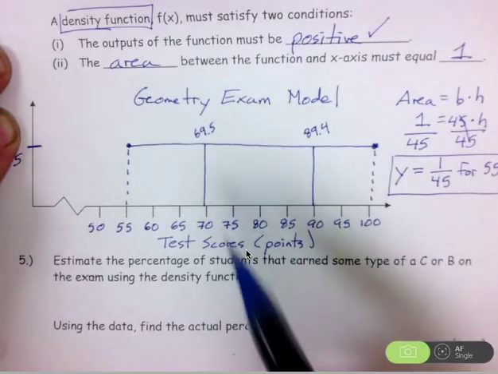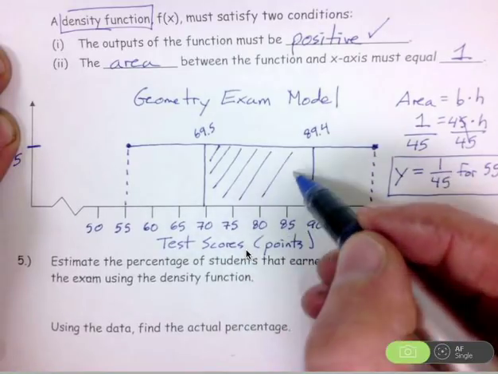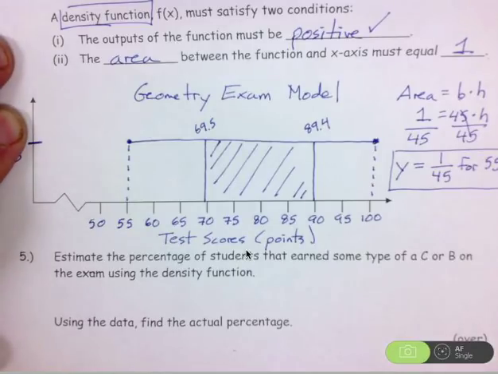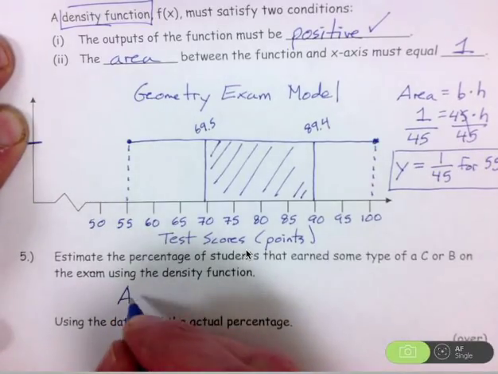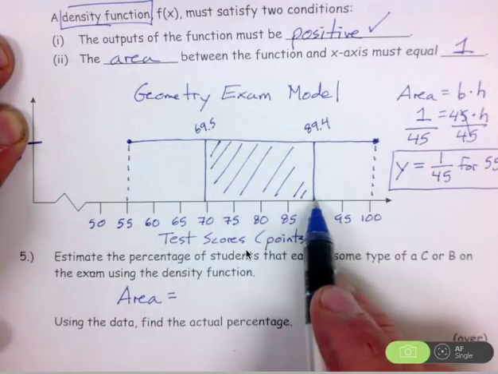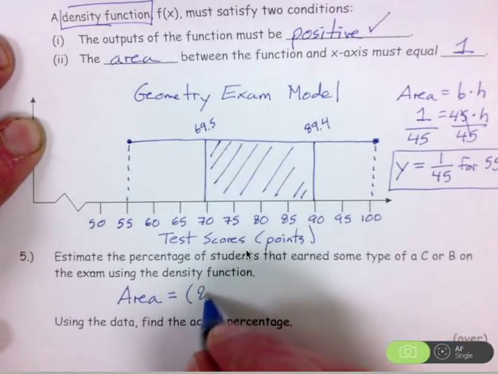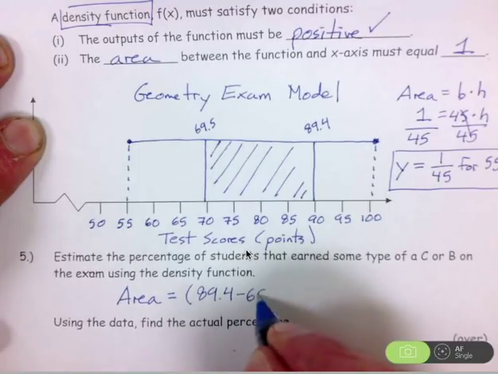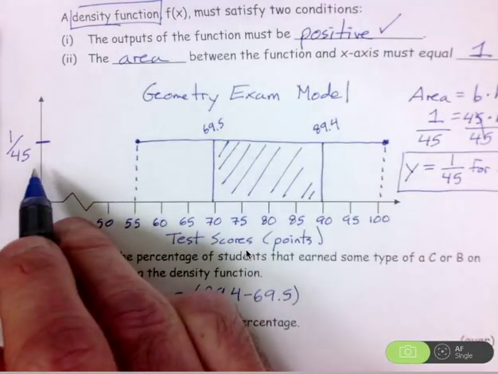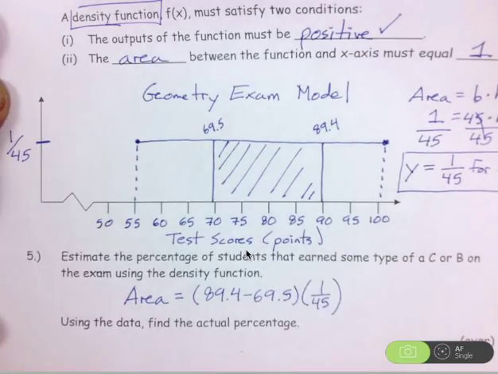So the percentage of the data that represents C's and B's literally can be thought of as this area, the area of this rectangle under the density function. Our percentage is literally just that area, and our area can be found as the base times the height. The length of this base is just the difference between the 89.4 and the 69.5. And the height of the density function, we've already indicated. It's 1 over 45. That's all we need to do.